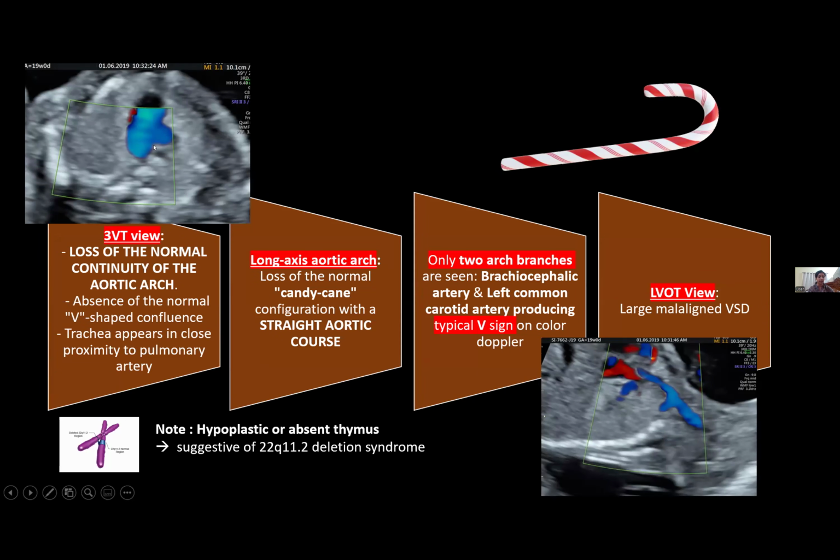This is a case of the interrupted aortic arch where the 3-vessel and trachea view demonstrates a loss of normal continuity between the aortic and the ductal arches, the trachea lying in close proximity to the pulmonary artery. The long axis of the sagittal aortic arch view shows a straight rather than the normal candy cane configuration of the aortic arch, with only 2 branches visualized, producing a typical V sign.